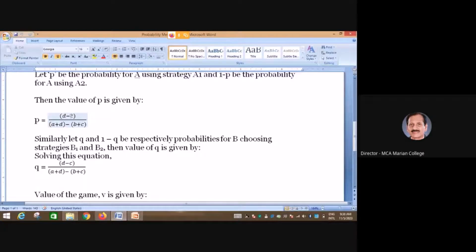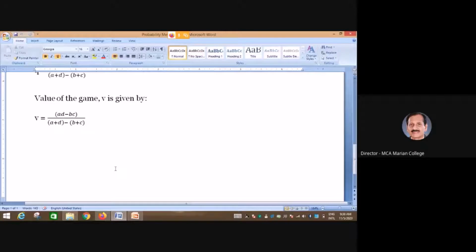So only that value will have to be changed. So for P and Q, you can use that formula: for P, D minus C, and for Q, D minus B. The denominator is the same, so it's easy to remember the formula. Then the value of the game V is given by (AD minus BC) divided by (A plus D minus B plus C). Here also the denominator is the same.